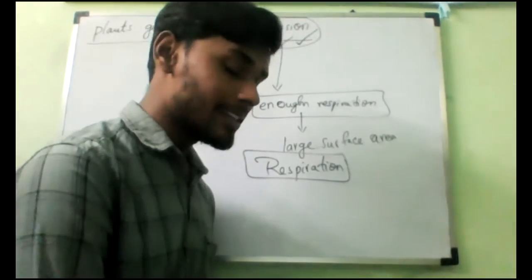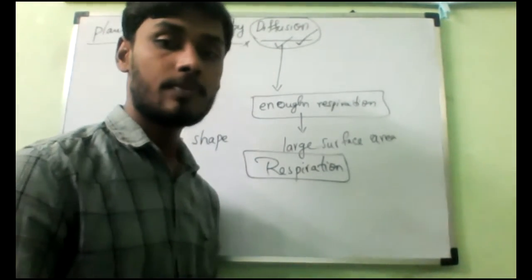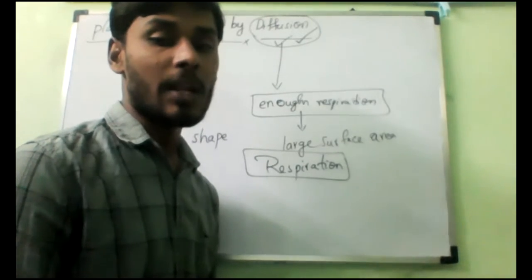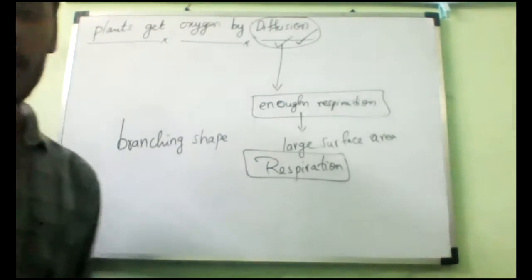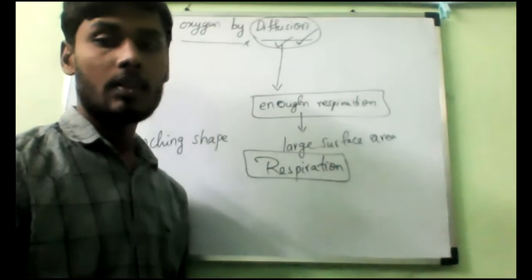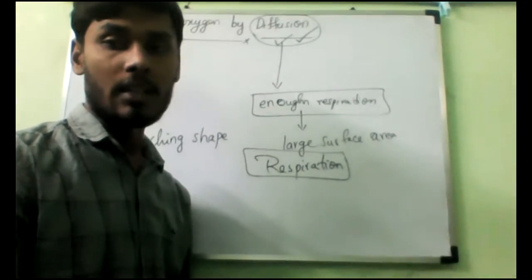Plants having a branching shape. Under this you write: plants having a branching shape.